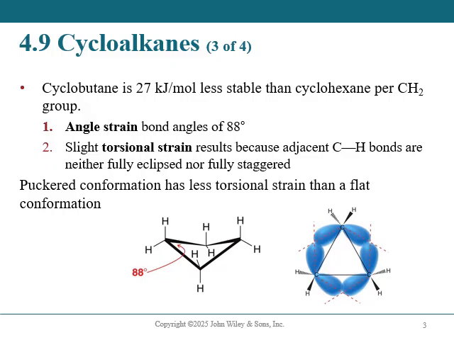Cyclobutane is 27 kilojoules per mole less stable than cyclohexane per methyl group. It has angle strain, with a bond angle of 88 degrees. That's pretty far away from 109.5. It has slight torsional strain because adjacent carbon-hydrogen bonds are neither fully eclipsed nor fully staggered.